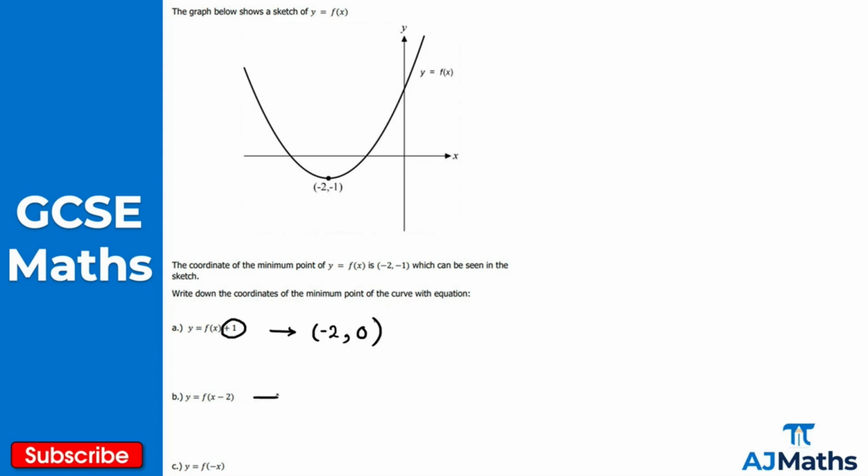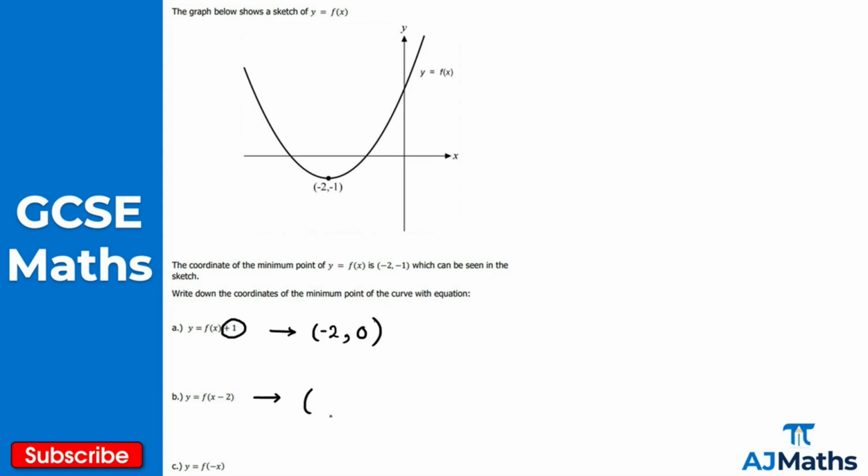For the next one, like we said, this is now inside the bracket. So this means it affects the x coordinate only. But we have to be slightly careful here. This is x minus 2, so the misconception is that we subtract 2 from the x coordinate. This is incorrect. We don't subtract 2, we actually do the opposite. We add 2 to the x coordinate. If that was x plus 4, we'd subtract 4. If it was x minus 3, we'd add 3.